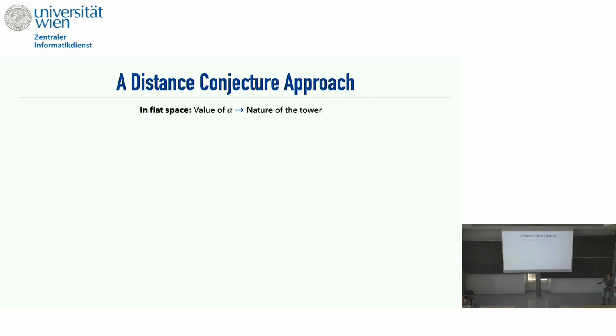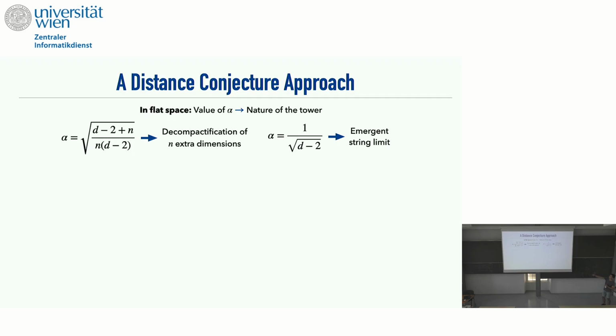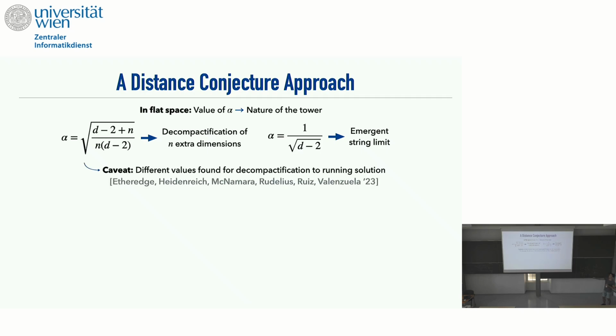So in particular, for the experts, if I write down these two equations, you will come rapidly to me and say, this is the compactification of an extra dimension, this is the emergent string limit, which is what we are learning. Let me, however, mention a caveat: in this paper, they find that if you decompactify to a running solution, not a vacuum, this value might change. But still, there is some notion of how alpha is telling you about the nature of the tower.